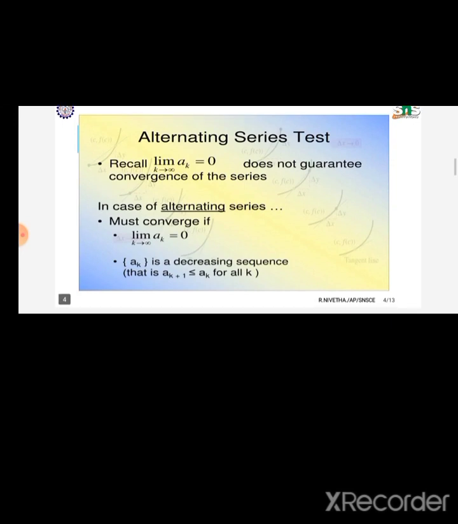Alternating series test: how do we identify convergence of an alternating series? If the limit as k tends to infinity of a_k equals 0, the series may converge. If we expand the terms, we obviously get a value of 0. First, it should be convergent: if the limit as k tends to infinity of a_k equals 0, then the sequence a_k is a decreasing sequence, that is, a_(k+1) is less than or equal to a_k for all k.